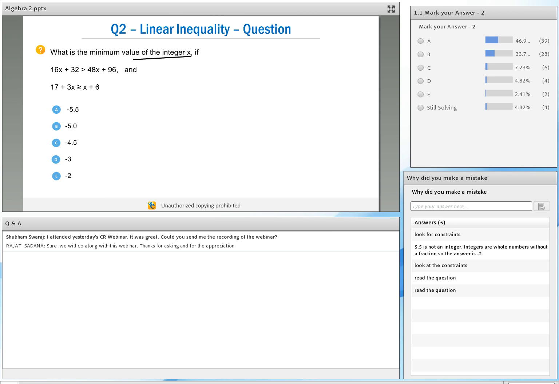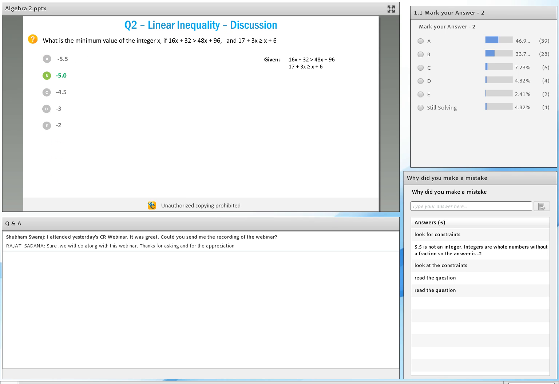One of the other things is to not be overconfident. When you really say the answer is -2, you're kind of being overconfident. So what's going on over here? You're given two inequalities and the question is asking what's the minimum value of integer x that satisfies these two inequalities. The first one we'd already solved last time. The constraint is you've got to find the minimum value of integer x. You found the minimum value, that's why you chose -5.5. You didn't look at integers, the fact that it has to be an integer.